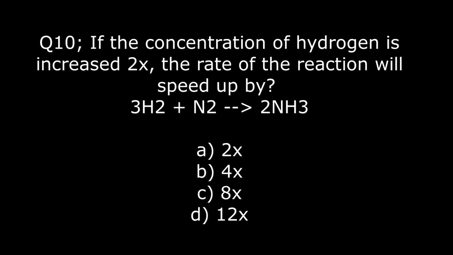On to the last question, number 10. If the concentration of hydrogen is increased by a factor of 2, the rate of the reaction will increase by how many times? A, 2 times, B, 4 times, C, 8 times, or D, 12 times? The answer is C, 8 times.